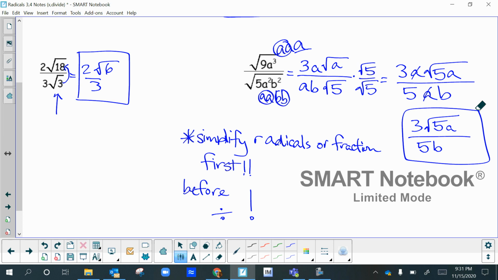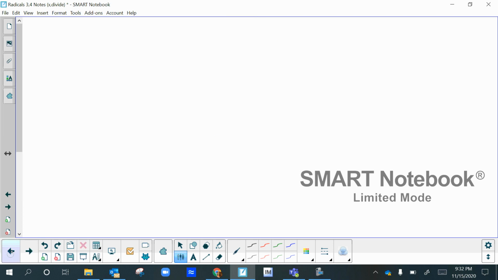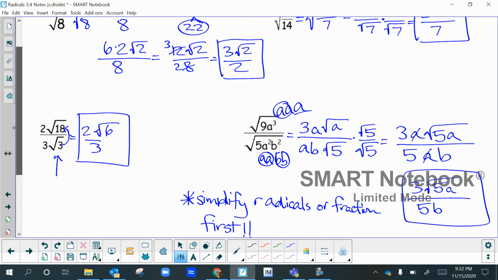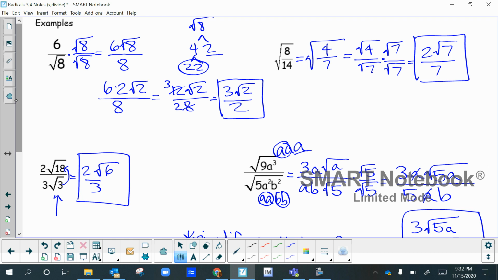Okay, so remember to simplify first, and it'll make life easier, because if not, you're going to multiply by that big radical on the top and the bottom, and you'll eventually get to this answer here, but it's going to take you a little bit longer. Okay, I think that was the last example. Yes, it was. Let me make sure it's not down here. Okay, and that is dividing radicals.